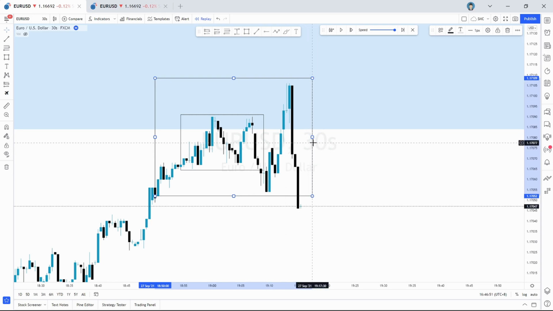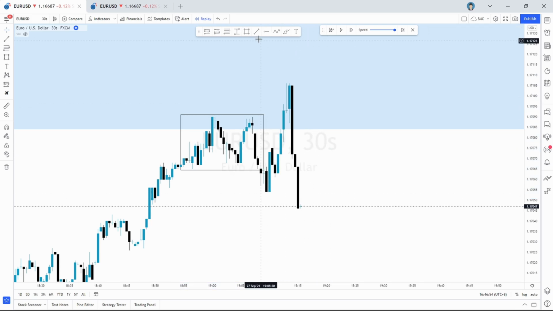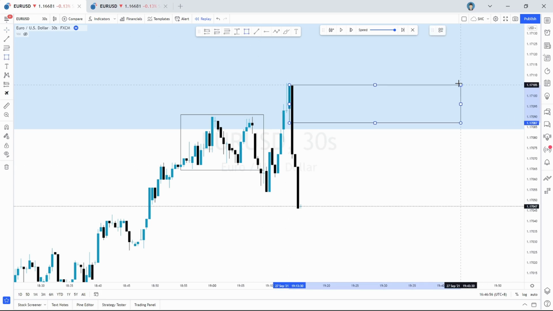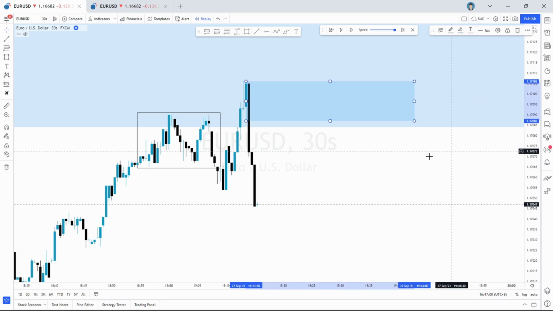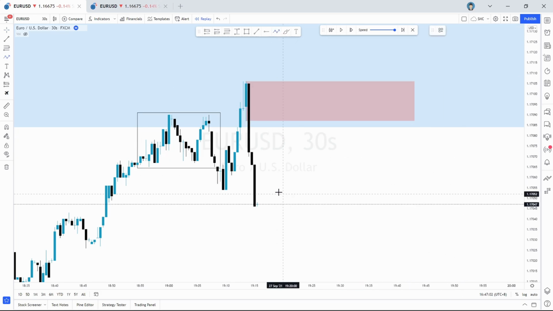So then we can mark up an OB. We can mark up this OB, but I don't think this is gonna get tapped since it's a small zone. Well, tune in next time. We're gonna talk about how to refine your OBs and where are the best areas for you to place that OB.